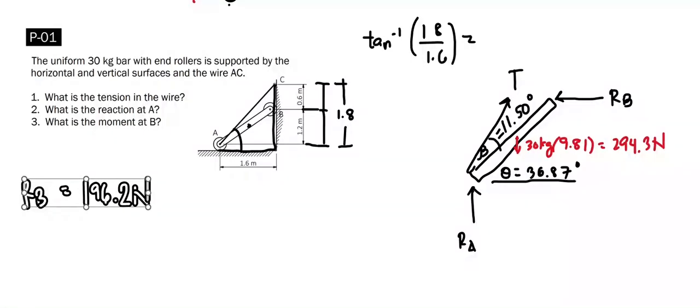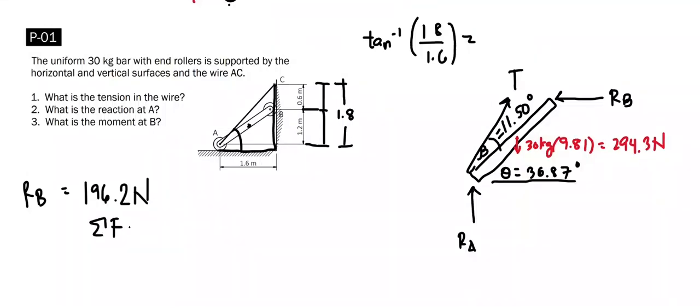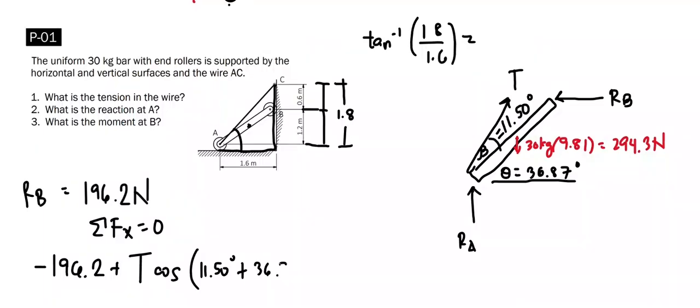Next, we proceed solving for, let's start with tension T, because we can take summation force horizontal equal to 0, and since we are given the reaction RB, we can solve for the tensile force T. So we have negative RB since it is going to the left, plus the horizontal component of the tensile force T, that is T times the cosine of 11.5 degrees plus 36.87 degrees, equal to 0.